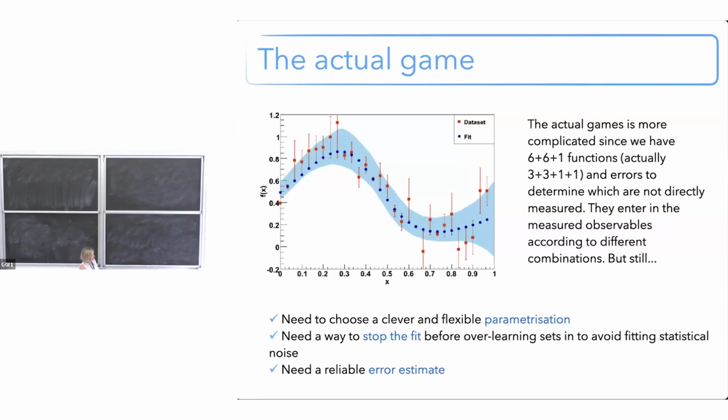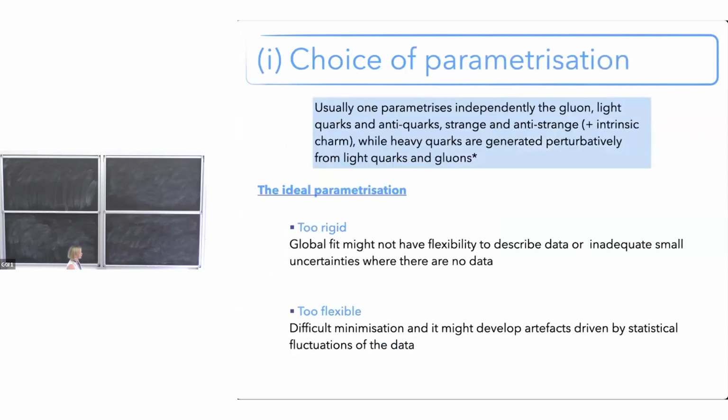Still, I think what we learn from this kind of toy game is that you need to choose a clever and flexible parameterization, otherwise you don't get a good fit to the data. And you want to stop the fit before you overlearn the data, okay? And you don't want to fit the statistical noise. And you want to have a reliable error estimate, so an error estimate that goes to 0 in the limit in which you have an infinite amount of compatible data that constrain that region in x, okay? So that's the game.